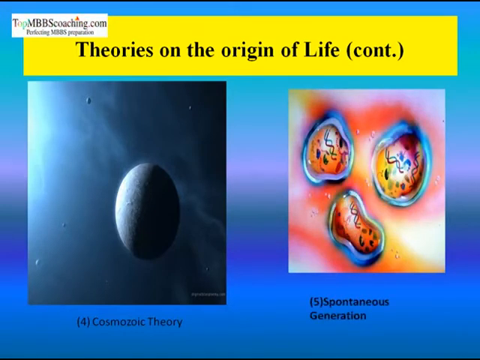Next theory is of spontaneous generation. The theory was given by some scientists and was destroyed by Spallanzani's and Redi's experiments and by Pasteur's experiment.